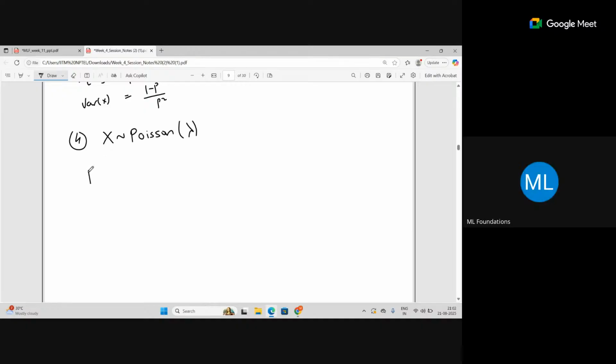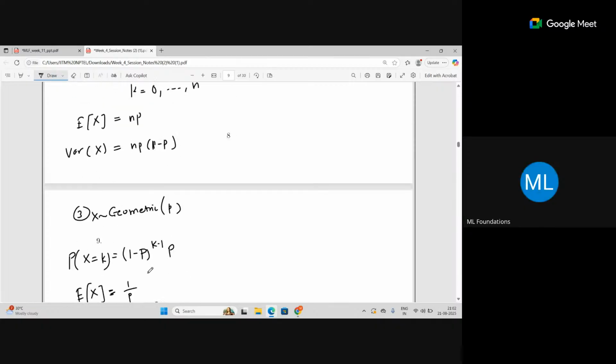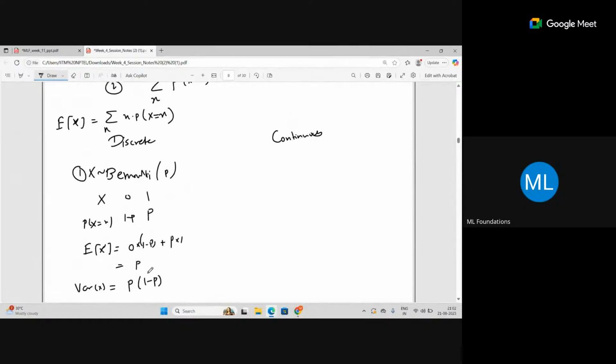What is the probability mass function in this case? E to the power minus lambda into lambda to the power x by x factorial. If I wanted to say k, then it will be k, or any variable. The expected value of x is lambda, and the variance of x is also lambda. So these are the most commonly occurring discrete random variables.